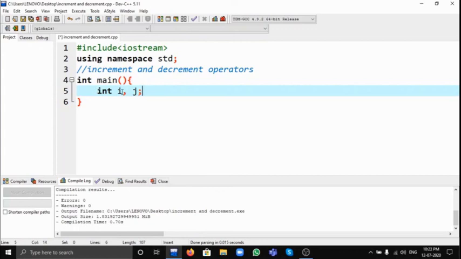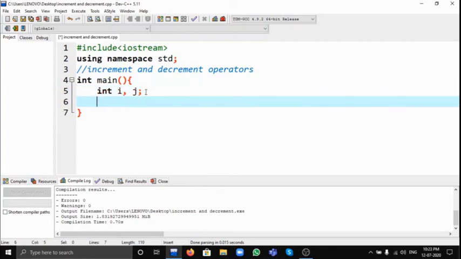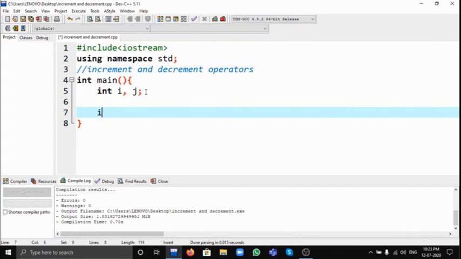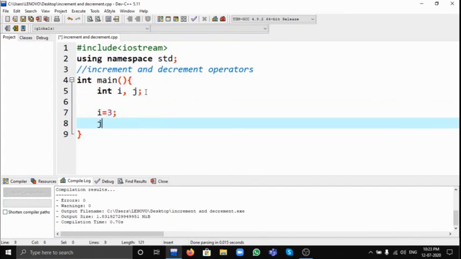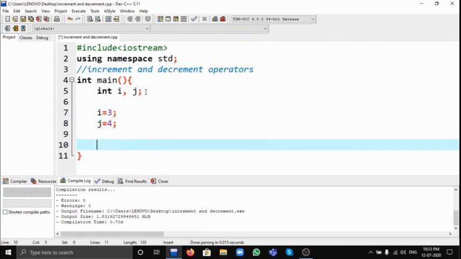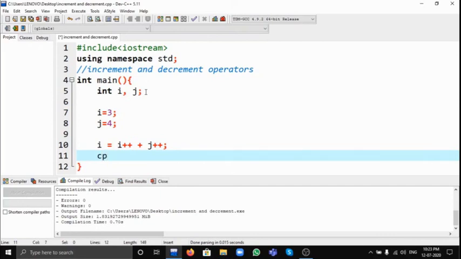All right. In this, let's say the value of i is equal to 3 and the value of j is equal to 4. All right. Now what I'm going to do is I am going to store the value of i plus plus plus j plus plus inside i. Now what will the value of i be?